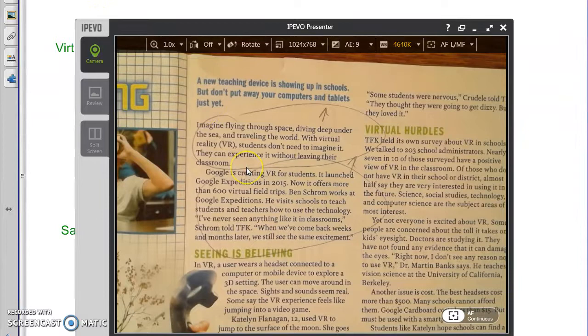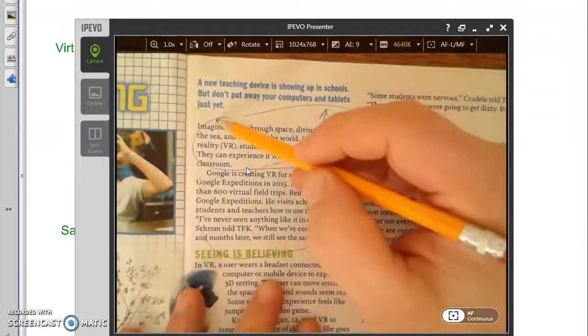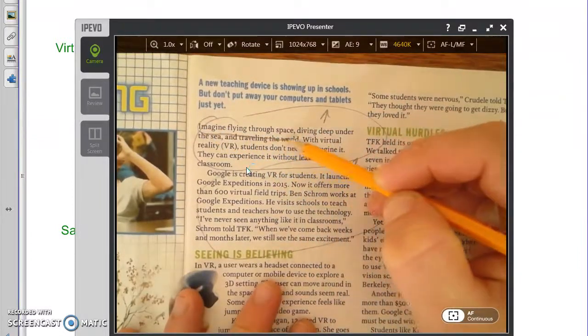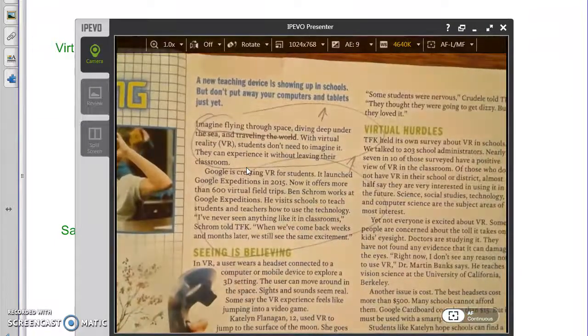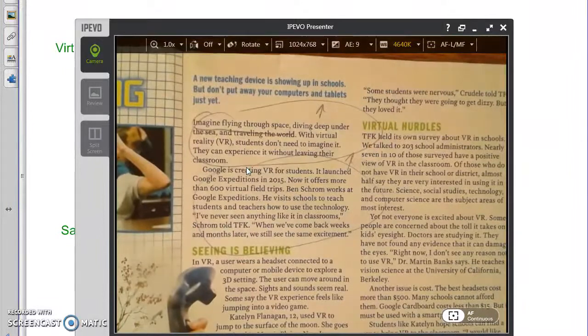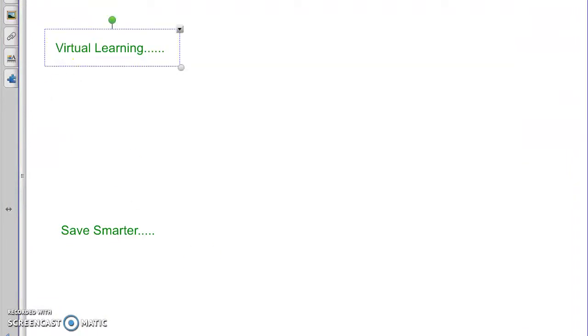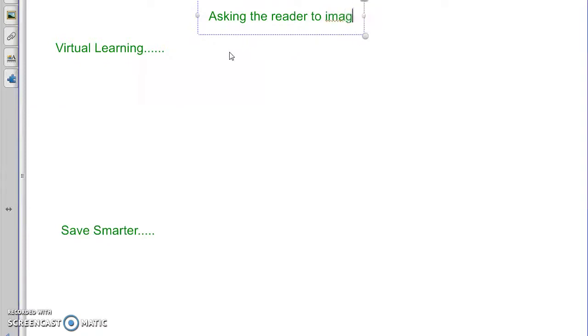Well, look at the way he does it in this first paragraph. I love this too. Imagine flying through space, diving deep under the sea. They're totally making you picture something, right? And I'm not even going to call this a specific strategy. I'm just going to write down what he does. You know, he's asking the reader to imagine something, right? He's also being descriptive.